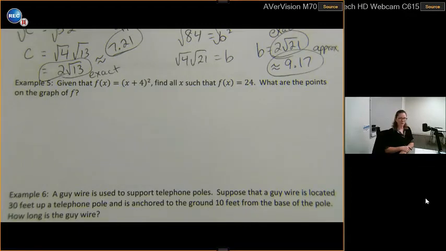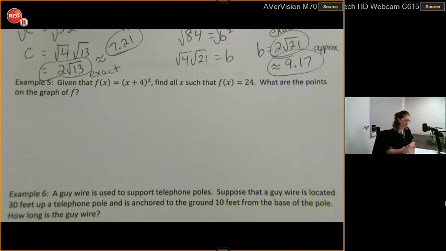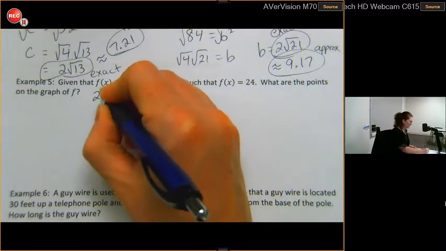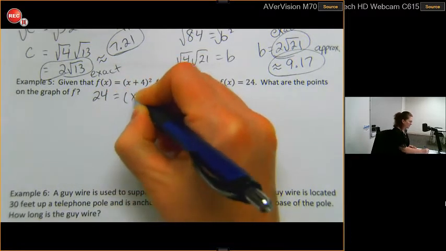For section 10.1, a couple of word problems here at the end. The first one, it's given that f of x equals (x plus 4) squared. Find all values such that f of x equals 24, and what are the points on the graph of f? And so what we're going to do first is we're going to do this substitution of 24 in place of the f of x.